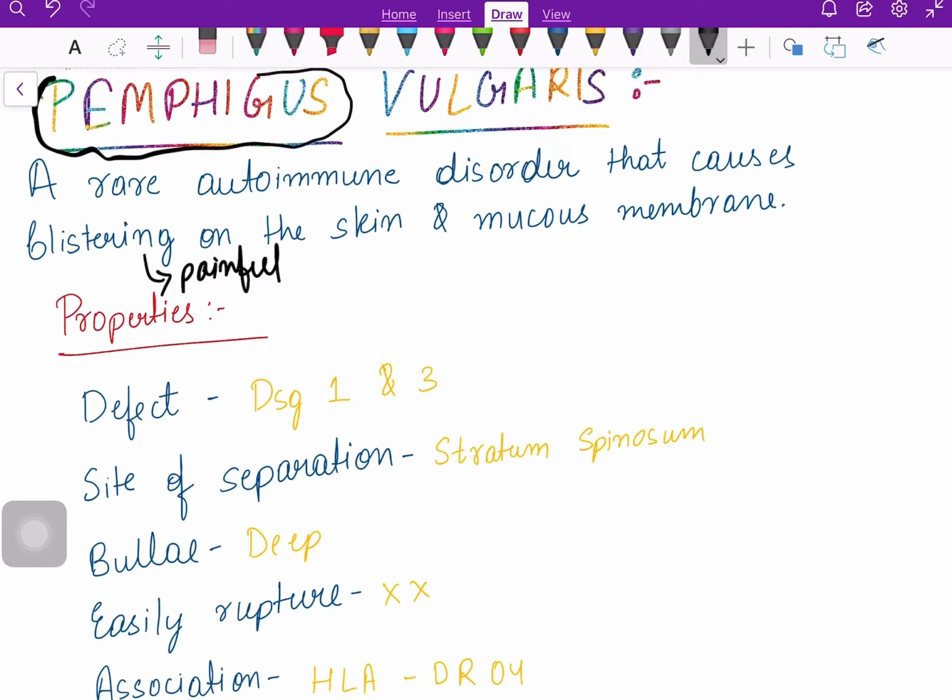It is a group of skin diseases which cause blisters or bullae. This is the meaning of pemphigus. There is not only vulgaris, there are many other forms of pemphigus as well, but vulgaris is the most common type.